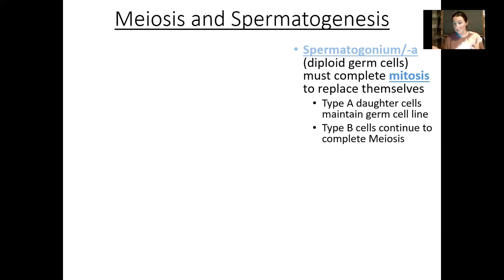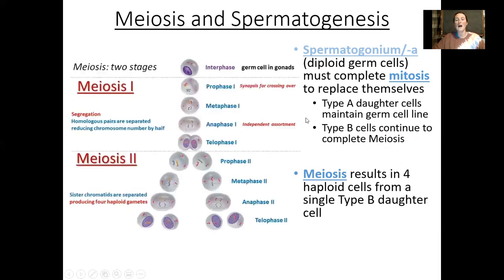Here, the spermatogonium's job is to make cells that are ultimately going to complete meiosis, right? They're going to become sperm cells. Okay. So this is a very simplified diagram of meiosis 1 and meiosis 2. Again, meiosis starts with one of these daughter spermatogonium cells, and it ends with 4 genetically unique haploid cells. So 1 copy of DNA versus diploid, 2 copies of DNA.